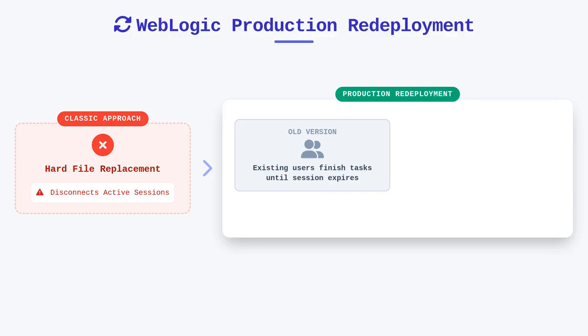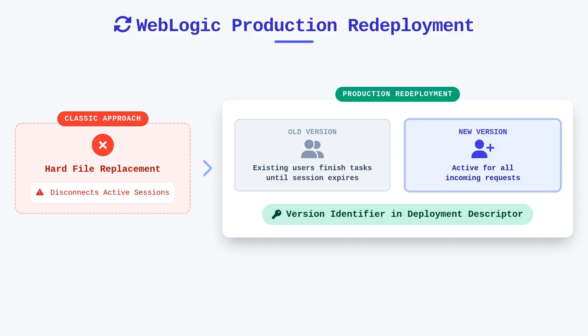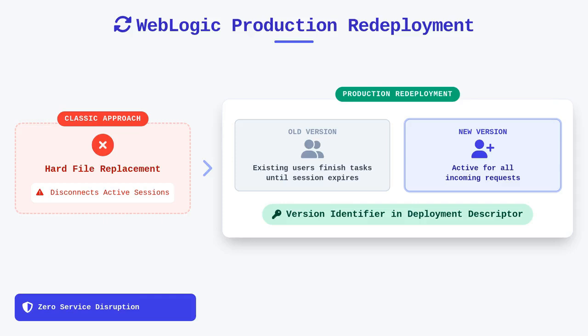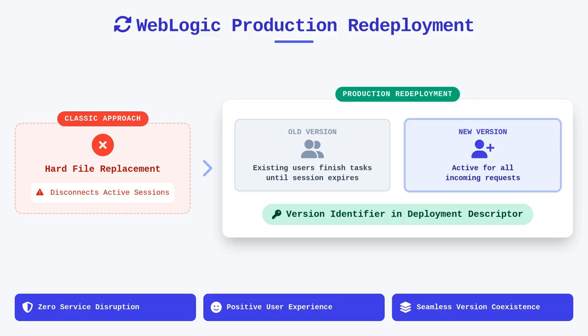When you deploy a new version with a specific version identifier configured in the deployment descriptor, WebLogic marks the new version as active for all incoming requests. Crucially, any user already interacting with the older version continues to be served by that specific version until their session expires or they finish their current task. This isolation ensures that you do not force a hard cutoff on your users, which is essential for maintaining a positive user experience during maintenance windows or feature rollouts.